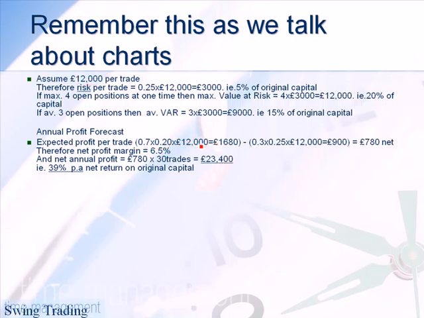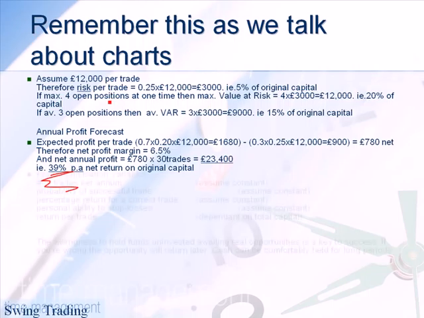If those reasons don't apply, let's say you are right 7 times out of 10, you do make 20% in those. You are wrong 3 times out of 10, you do lose 25% of those. Then all other things being equal, we should be able to get a 39% per annum net return on original capital. 39%, not bad at all. You can see the maths. You can see how it's done.